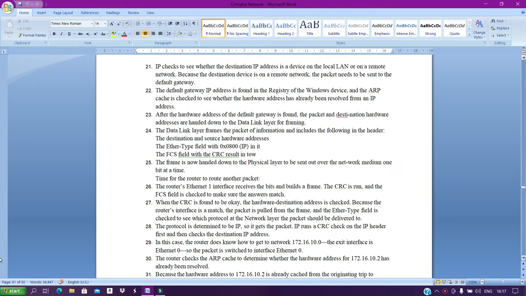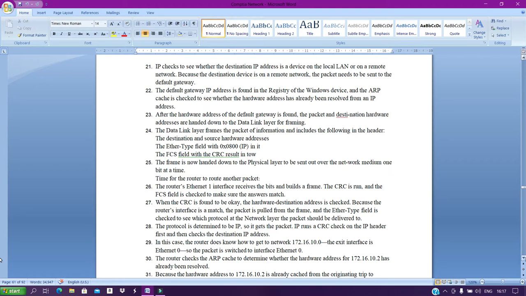IP checks to see whether the destination IP address is a device on the local LAN or on a remote network. Because the destination device is on a remote network, the packet needs to be sent to the default gateway. The default gateway IP address is found in the registry of the Windows device, and the ARP cache is checked to see whether the hardware address has already been resolved for an IP address.